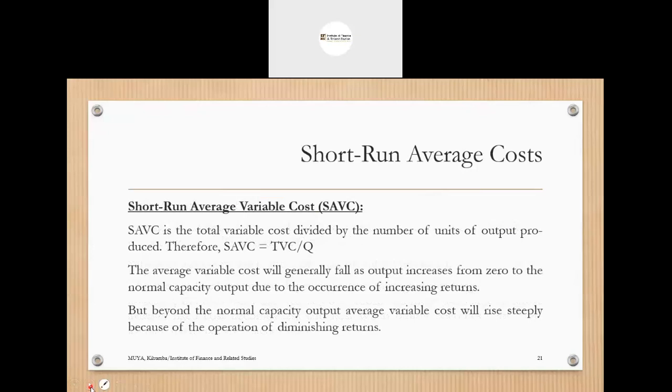What about short-run average cost curves? We said the short-run average variable cost is obtained by the quotient of the total variable cost over output. We divide the total variable cost by the number of units produced. And we find the variable cost will generally fall as output increases from zero to normal capacity. This is due to the occurrence of increasing returns to scale or economies of scale. But beyond the normal capacity, average cost will rise steeply because of the operation of diminishing returns.